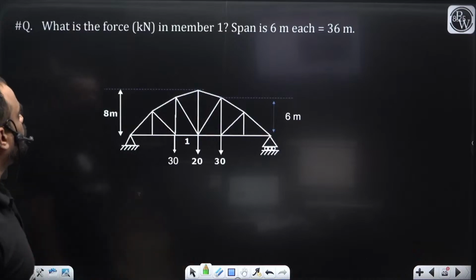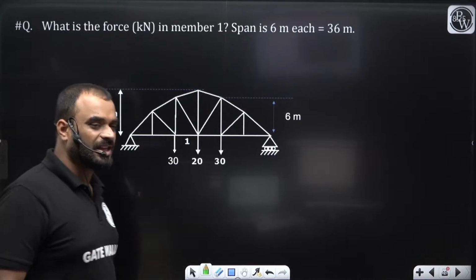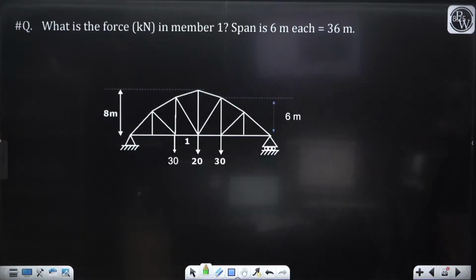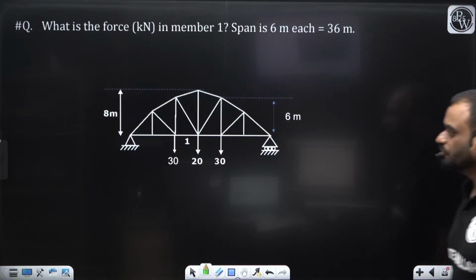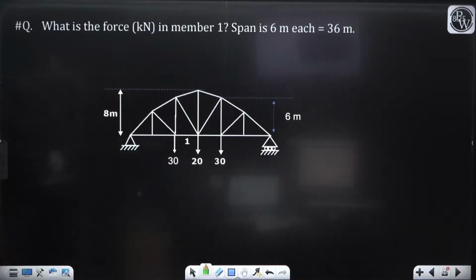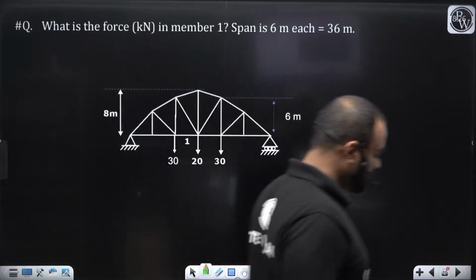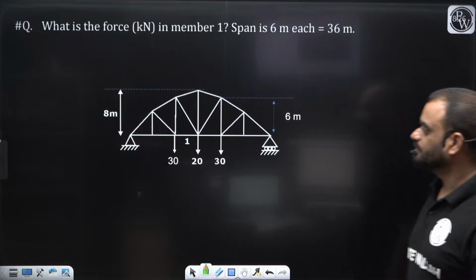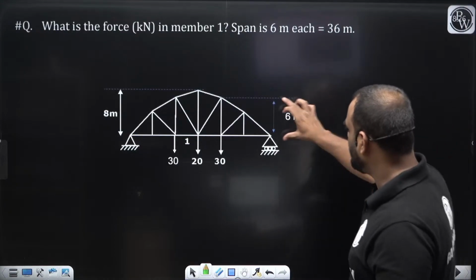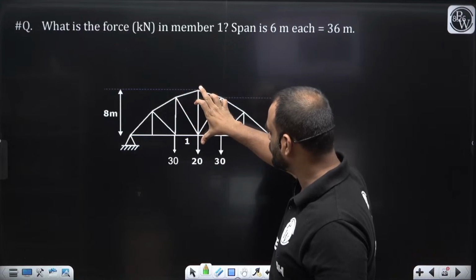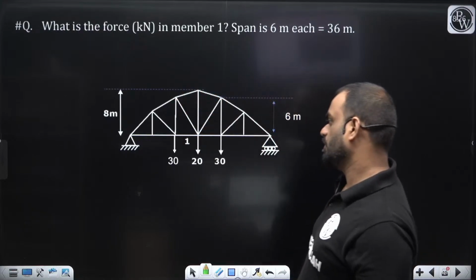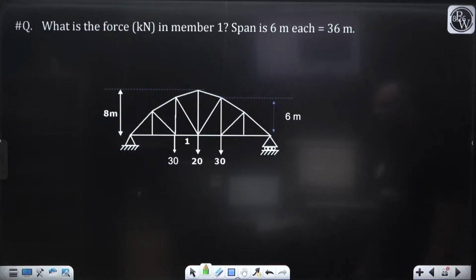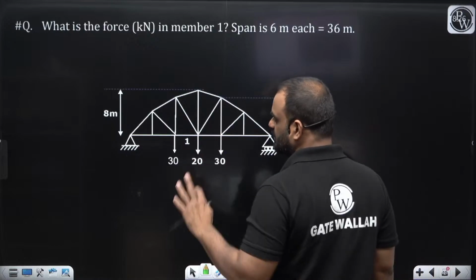You need to find out the force in member 1. Again, you have to use the same approach, the method of sections, to find out the force in this particular member. Do it, guys, quickly. What is the force in member 1? This height is mentioned, basically it is 6 meter and this one is 8 meter. And we need to find out the force in this particular member, which is 1.